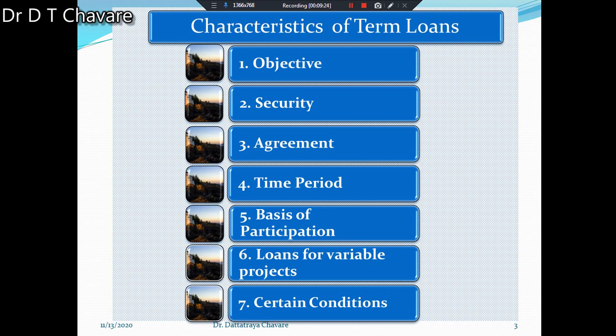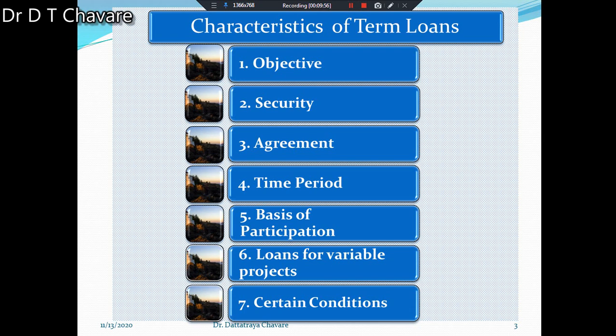Now there are two main sources of term loans. What are the main sources of term loans? Those sources we also have to understand. First, specialized financial institutions. From those institutions term loans can be given, or development banks. And the second source is commercial banks. However, financial institutions play a major role in granting term loans to business units.